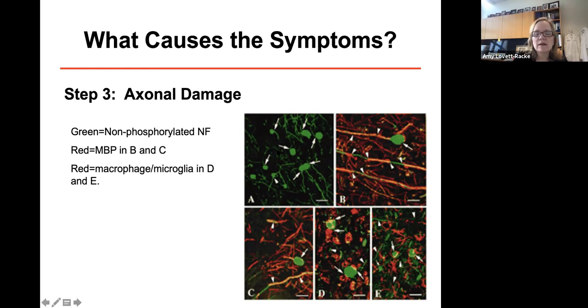So this is looking at pathology from MS patients, and the green is a neurofilament marker. These are neurons, and you see these bulbs. These bulbs are areas where the axons have actually been severed. The transport of things along the axon gets halted, and they start to accumulate, forming these bulbs. If you look at this one, the red is MBP, so you can see that this axon has been damaged by demyelination, and then it was severed.